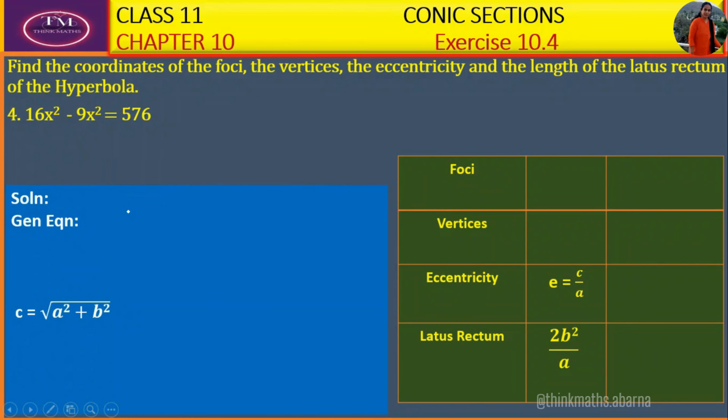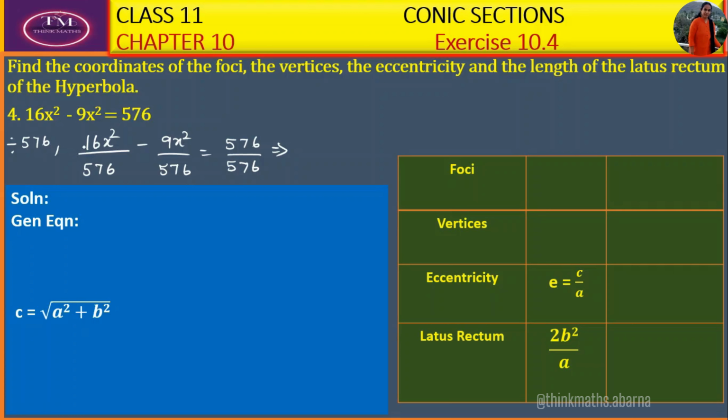Find the coordinates of the foci, vertices, eccentricity and length of the latus rectum. So this is same as the previous one, but the equation is not of general form. So it should be equal to 1. So we have to divide throughout by 576. So dividing by 576, it will be 16x square by 576 minus 9y square by 576 equal to 576 divided by 576.